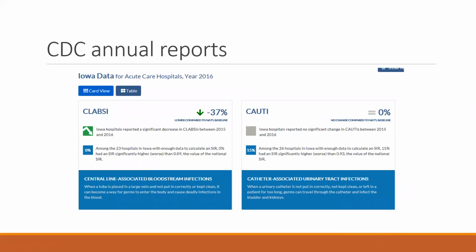So this first slide here on the data is showing you that the CLABSI rate for Iowa is actually really good. It's 37% below baseline, which means that our SIR is going to be 0.63. The national SIR is obviously going to be at 1.